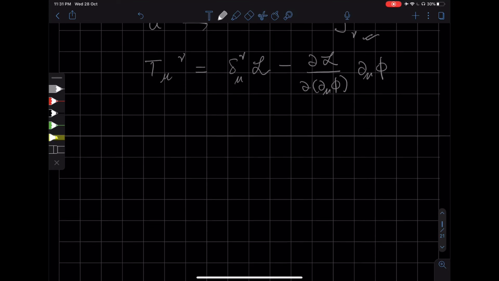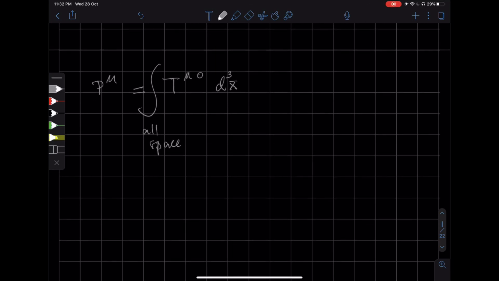So what are the conserved charges? The conserved charges, as you remember, we take the 0th component of the current and integrate over all space. So if we take nu equals 0, we can raise the mu index upstairs and then integrate it over all space. So we have 4 conserved charges, which we are calling P mu.